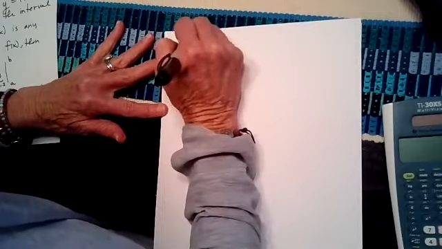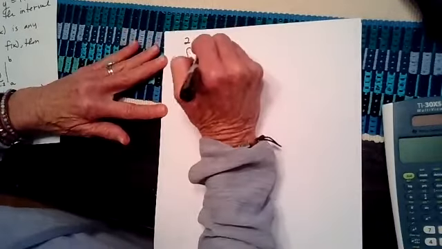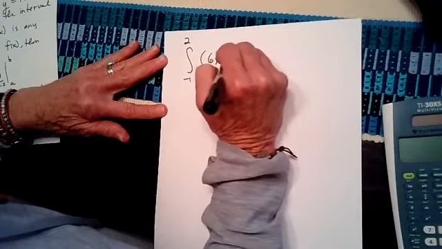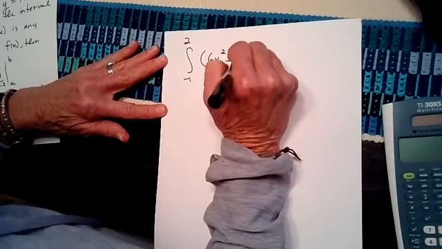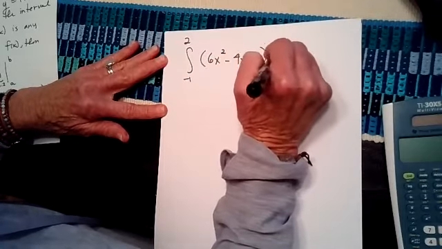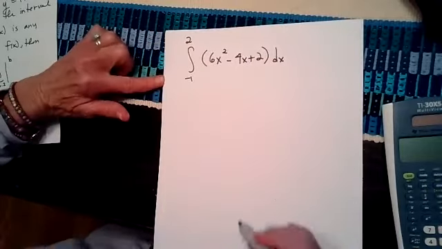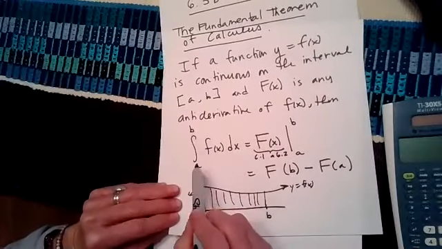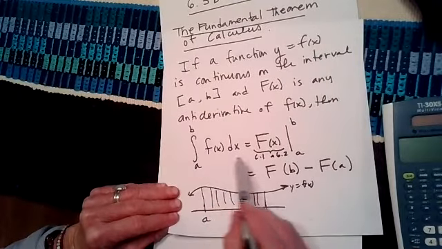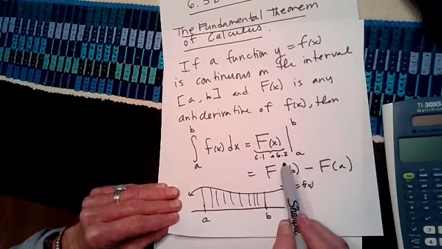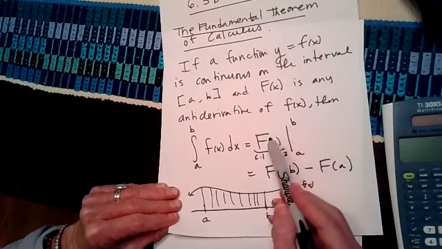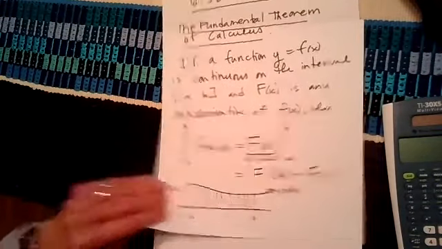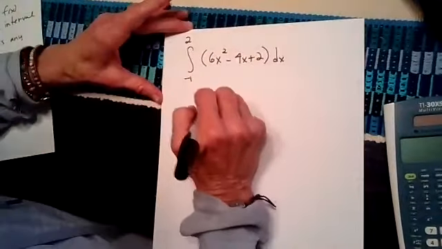From -1 to 2, this is what a problem looks like. Let's see, the integral of 6x squared minus 4x plus 2 dx. Okay, so we're going to find the antiderivative. So this is what this looks like, the integral from a to b of f of x dx. We're going to find the antiderivative using either 6.1 or 6.2, and then we're going to take b and plug in for x, and we're going to take a and plug in for x, and we're going to subtract them. Okay, this really will be a calculator test. So let's find the antiderivative.